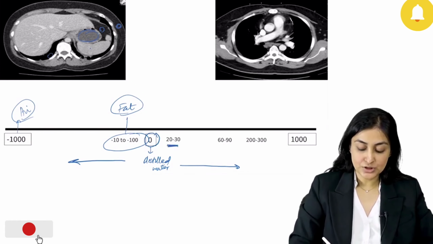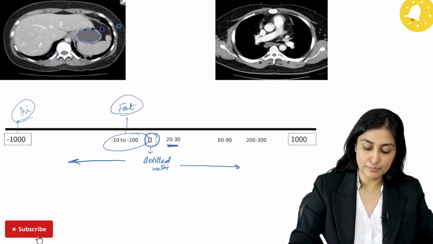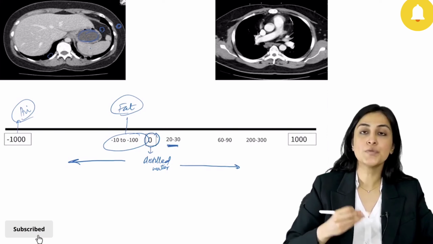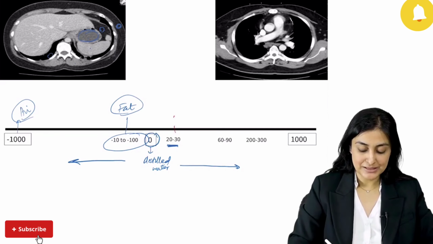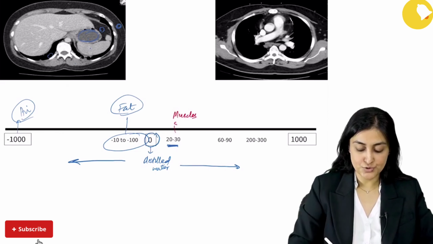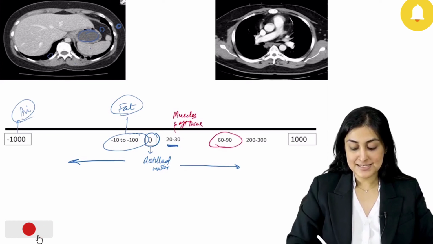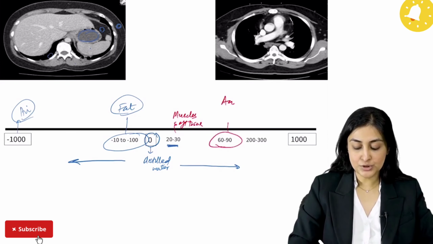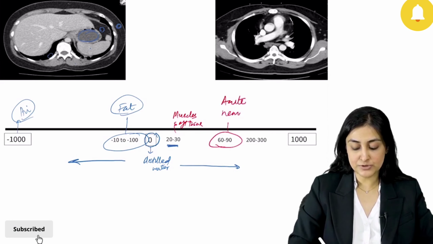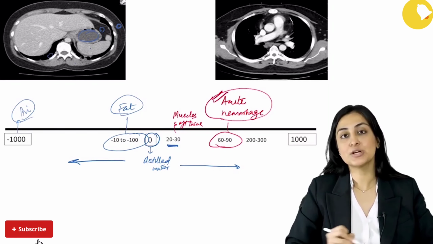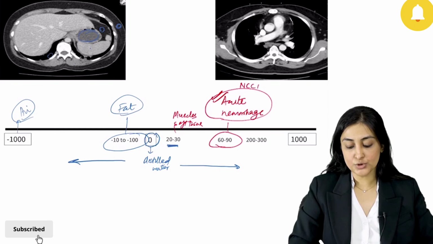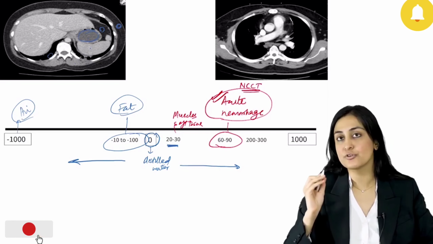When we go to 20 to 30, remember now we are into the positive side of things, into positive, brighter things. 20 to 30 is going to be the muscles and the soft tissue. 60 to 90 will be acute hemorrhage. Remember, acute hemorrhage is much more hyperdense than soft tissue, and that is why anytime we want to look at acute hemorrhage, we will do a non-contrast CT as investigation of choice.